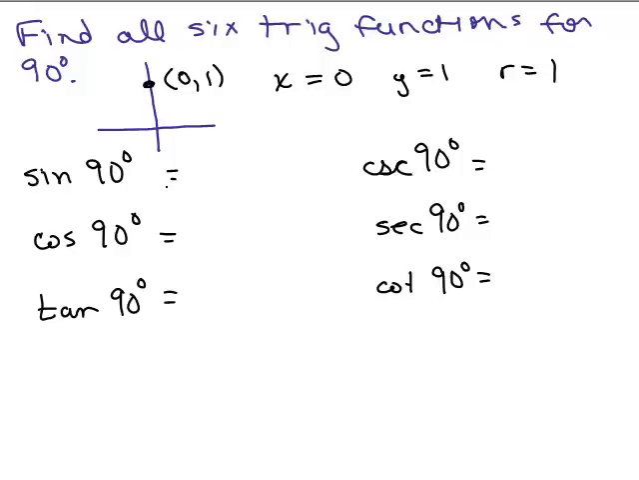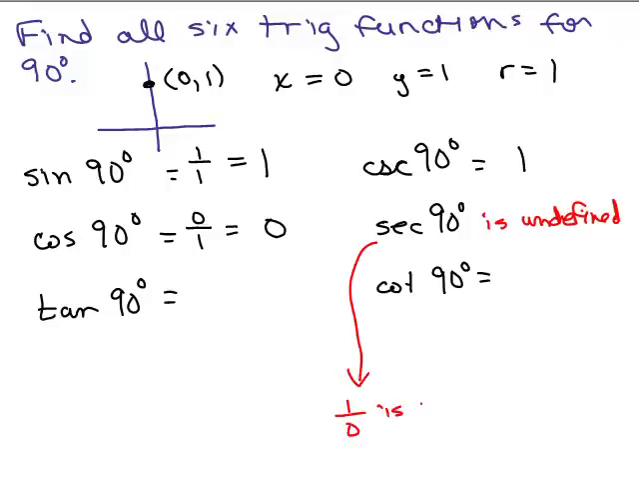All right, so the sine is y over r. So y over r is 1 over 1, which is 1. So the cosecant will be the reciprocal of that, which will also be 1. The cosine will be x over r, so 0 over 1 is 0. So the secant will be the reciprocal, which is 1 over 0, and you can't write 1 over 0, so we have to take away that equal sign and write it's undefined. Hopefully you could read that. The secant of 90 is undefined, and that's because 1 over 0 is undefined.